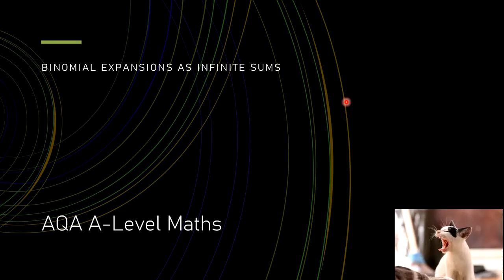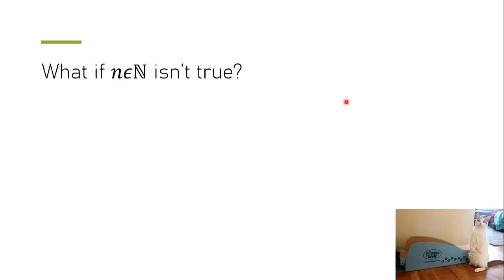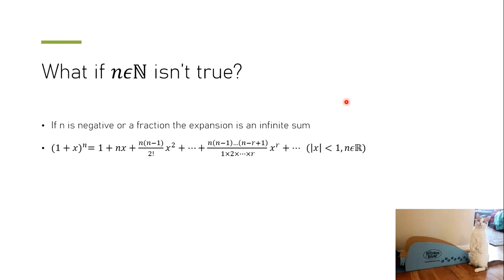So we're going to go over some more stuff for binomial expansion today, specifically infinite sums. So what happens if n isn't a natural number? Well, if n is a negative number or a fraction, the expansion becomes an infinite sum. So we need a new equation. In this case, it actually is the exact same equation, but the modulus of x must be less than 1, and n must at least be real.